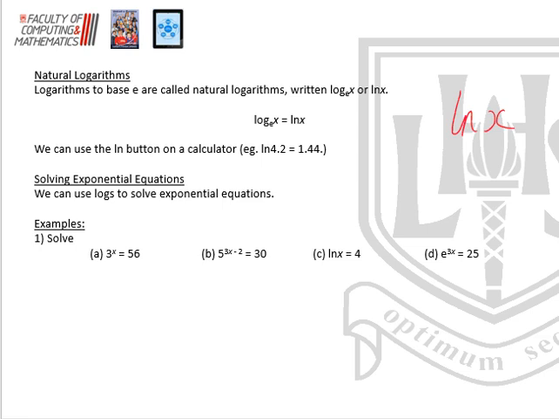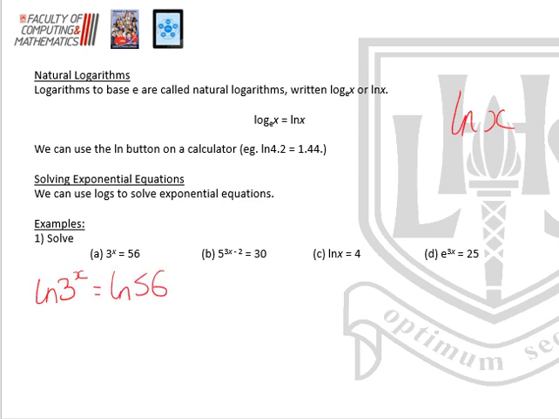So first of all, 1a here, solving the equation 3 to the power x equals 56. That has an x in the power, so we need to get it out of the power, and that's where logs come in so useful. Because if we take a log of both sides here, ln of 3 to the power x is equal to ln 56.